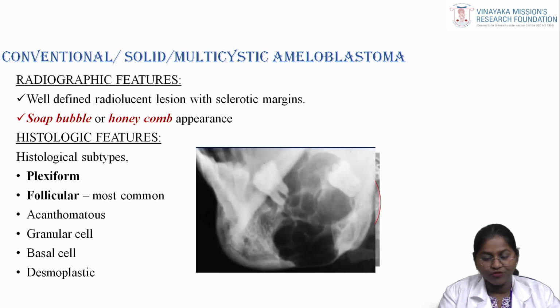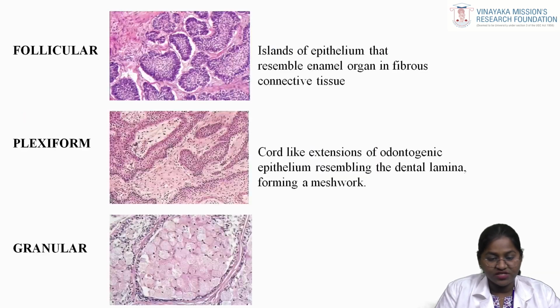Here, as I said before, there may be tooth displacement. Here the tooth is displaced. Next, coming to the histologic features. This is the follicular type, and there are islands of epithelium that resemble the enamel organ in fibrous connective tissue. In the plexiform type, cord-like extensions of odontogenic epithelium may resemble the dental lamina, which forms a meshwork.